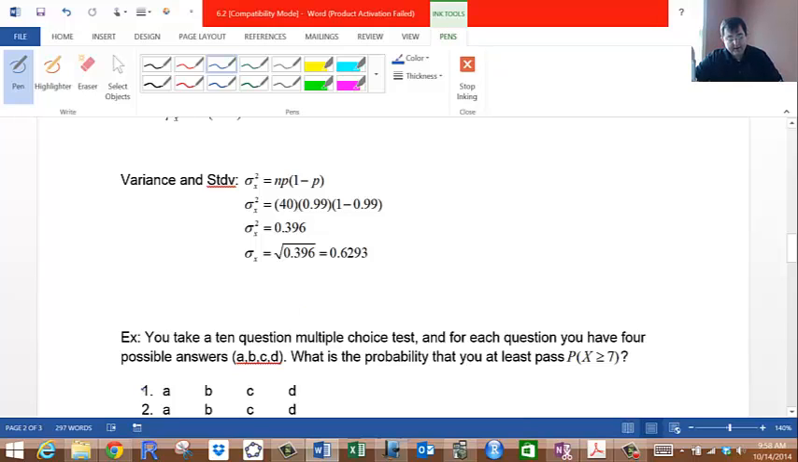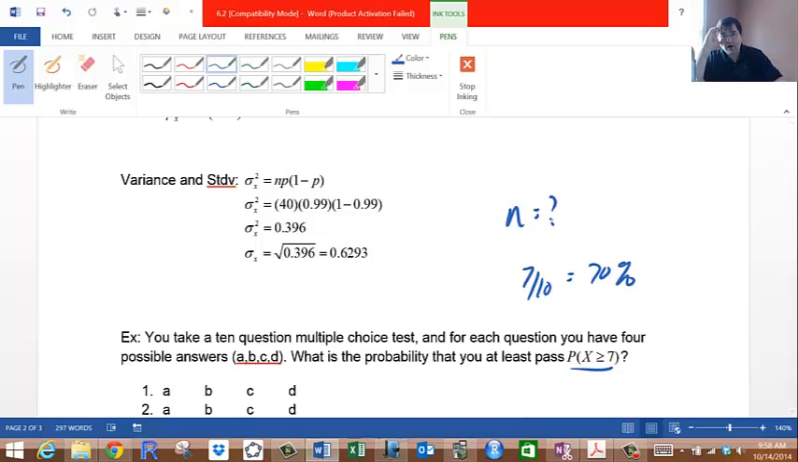So I've done that here: question 1, A, B, C, D, question 2, A, B, C, D, and so on and so forth. And we've got 10 of these, and we'll say that passing is at least 7. 7 out of 10 would be 70%. So we'll say that's passing. And so then, question here. I want you to think about it.